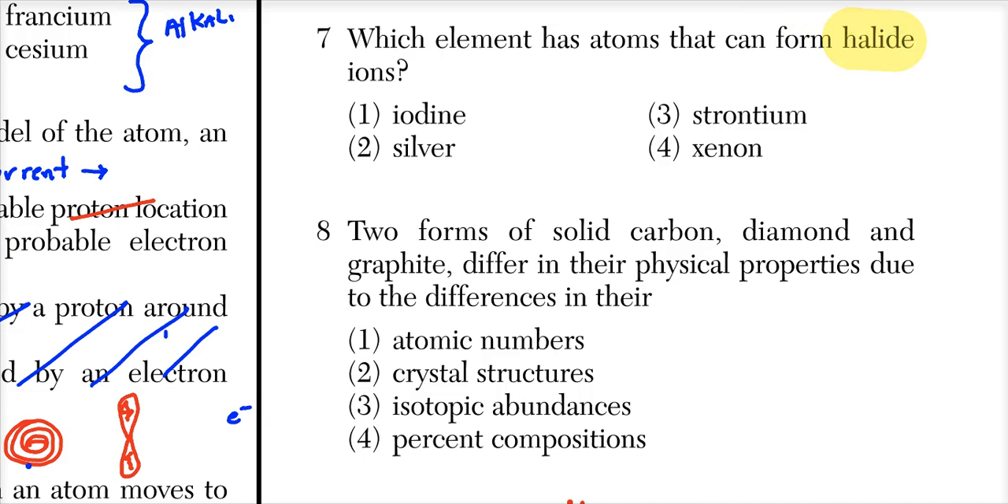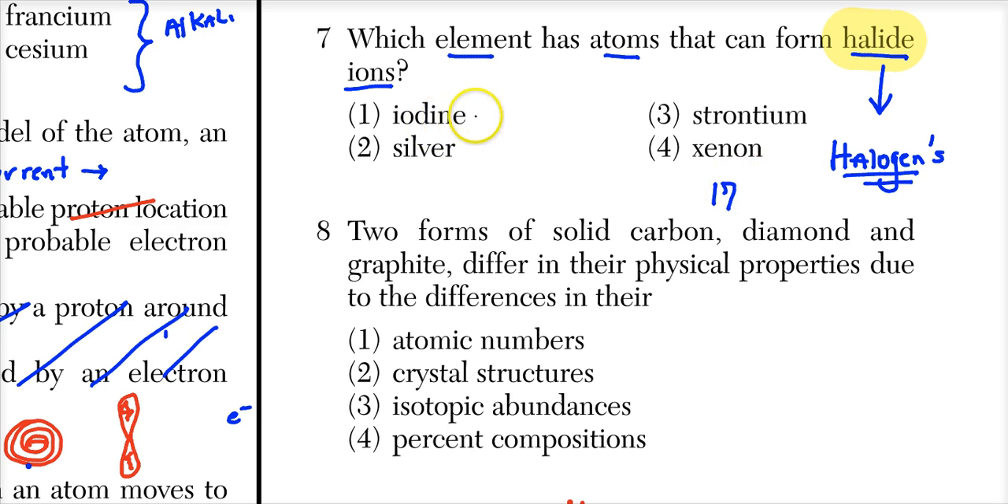Halide is a fancy word that represents elements that are in the halogen family. So the halogens are our most reactive nonmetals, and that's group 17. Let's go see the halogens. What they're saying is which element has atoms that can form halide. What they're saying is which one is a halogen. Now, a halide ion would be a halogen that has a charge.